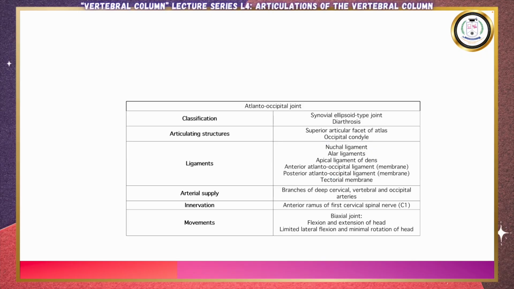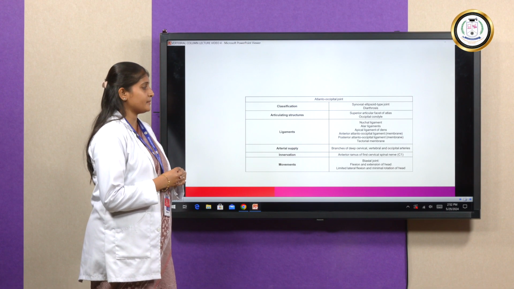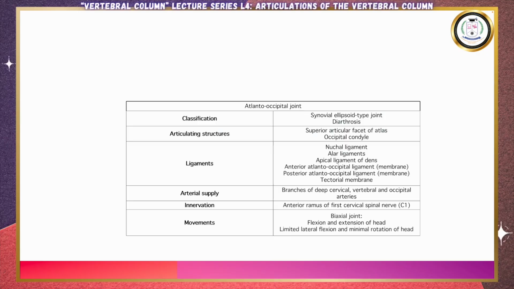These are the ligaments we have: nuchal ligament, alar ligament, apical ligament of the dens, anterior atlanto-occipital ligament, posterior atlanto-occipital ligament and tectorial membrane. These are the different ligaments present at the atlanto-occipital joint.